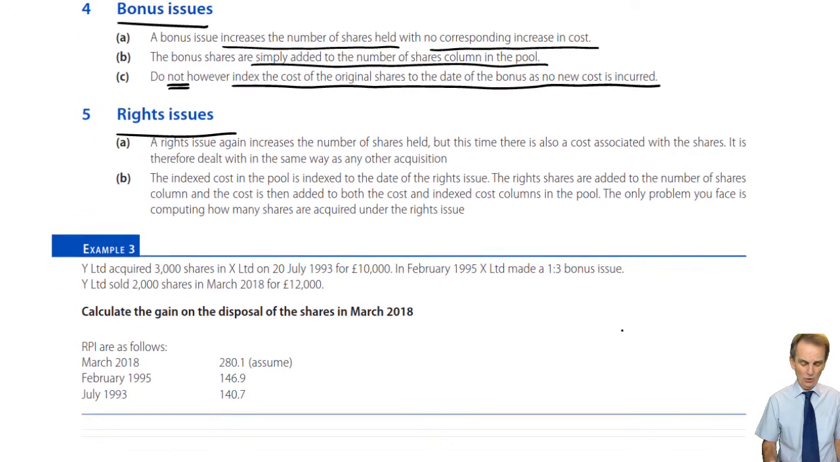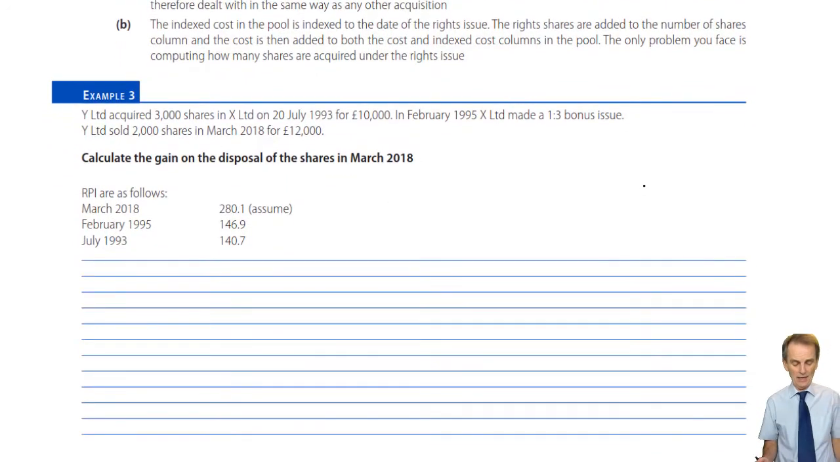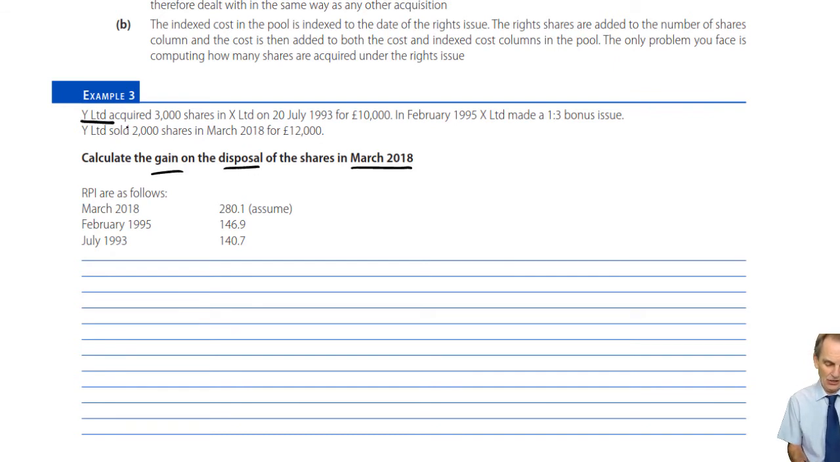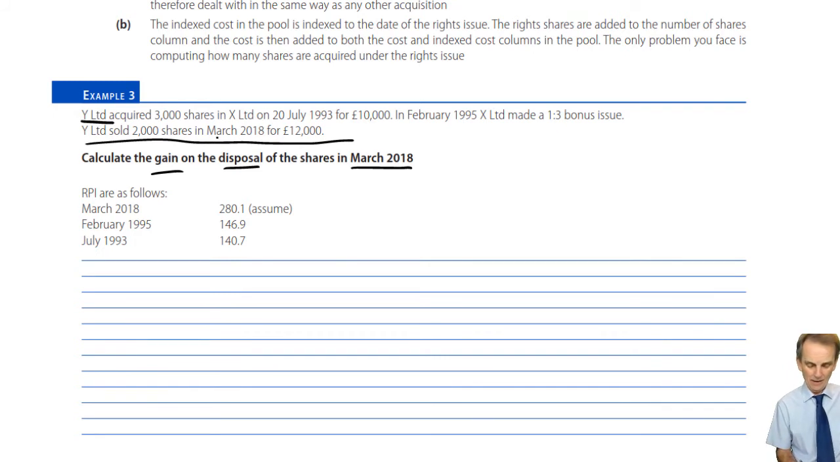Before we look at rights issues, let's just have a little look at example 3 and see what is happening. Again, March 18 is the disposal date, and we've got to calculate the gain, this time for Y Limited. Y Limited is selling 2,000 shares in March 2018 for £12,000. Y Limited, selling these shares in X Limited, had originally acquired 3,000 shares in X Limited in July 93, at a cost of £10,000.